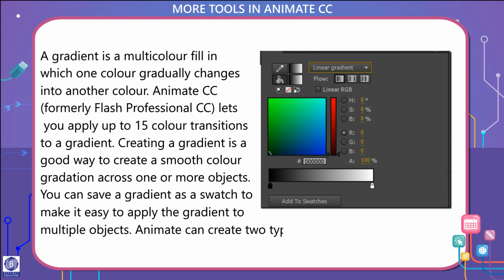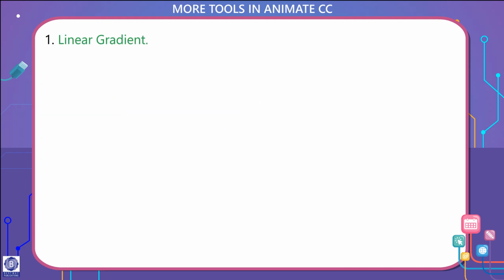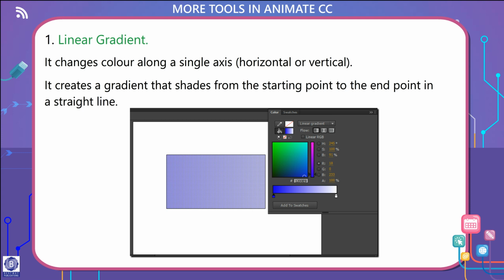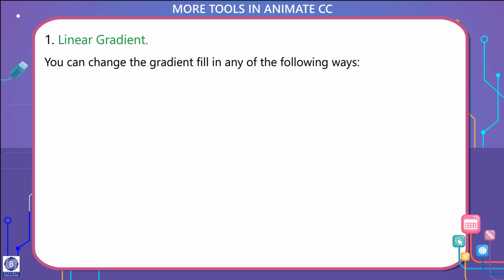Animate can create 2 types of gradients. Linear gradient. It changes color along a single axis, horizontal or vertical. It creates a gradient that shades from the starting point to the end point in a straight line. You can change the gradient fill in any of the following ways.